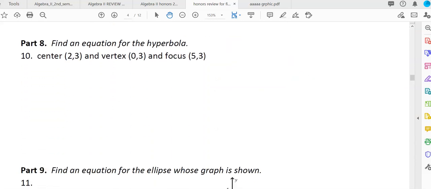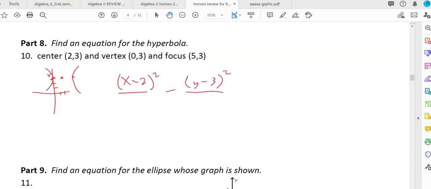For that hyperbola, right away, if you just sketch it out, the center is 2, 3. The vertex is 0, 3. So that's a vertex, which means there's going to be a vertex over there, which means this is looking something like this, right? So this is a horizontal one. I need to figure that out first. So it's going to be x first because it's horizontal. X minus, the center is 2, so x minus 2 squared, minus y minus 3 squared, equals 1.